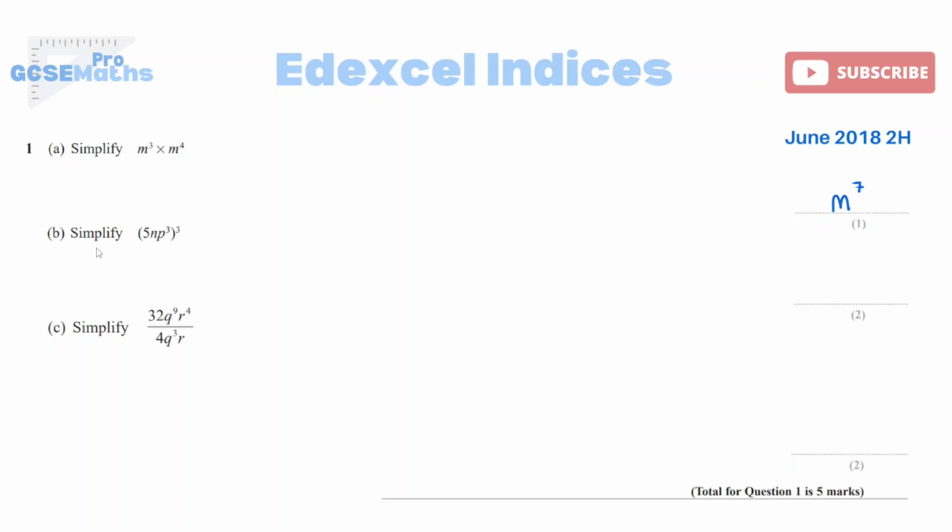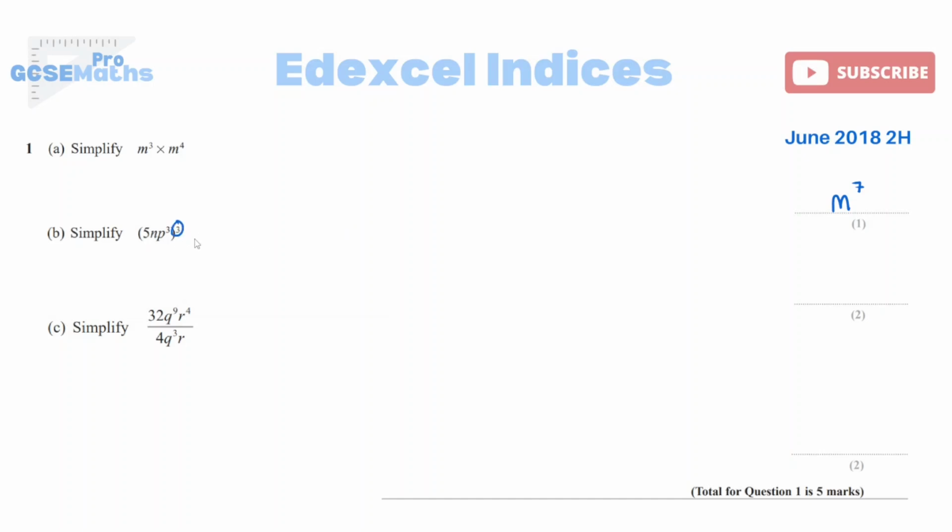The next one is then simplify 5n p cubed and then all of that cubed. This is the one that can trip some students up a little bit more because they don't necessarily know what to do. They know it's maybe the third index law, which is where you multiply the powers, but they don't always know how to apply that when there's multiple parts inside of the brackets. You just have to take it a piece at a time.